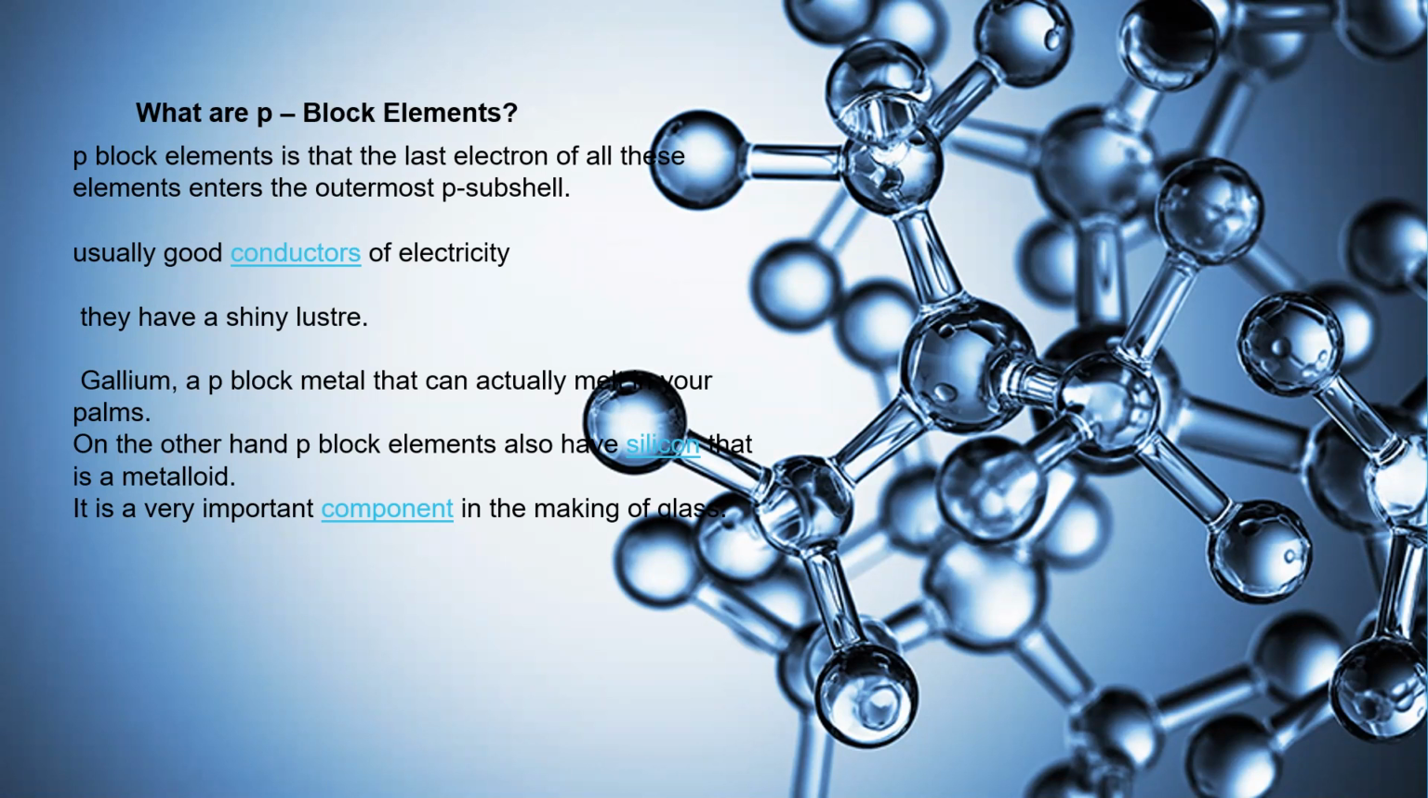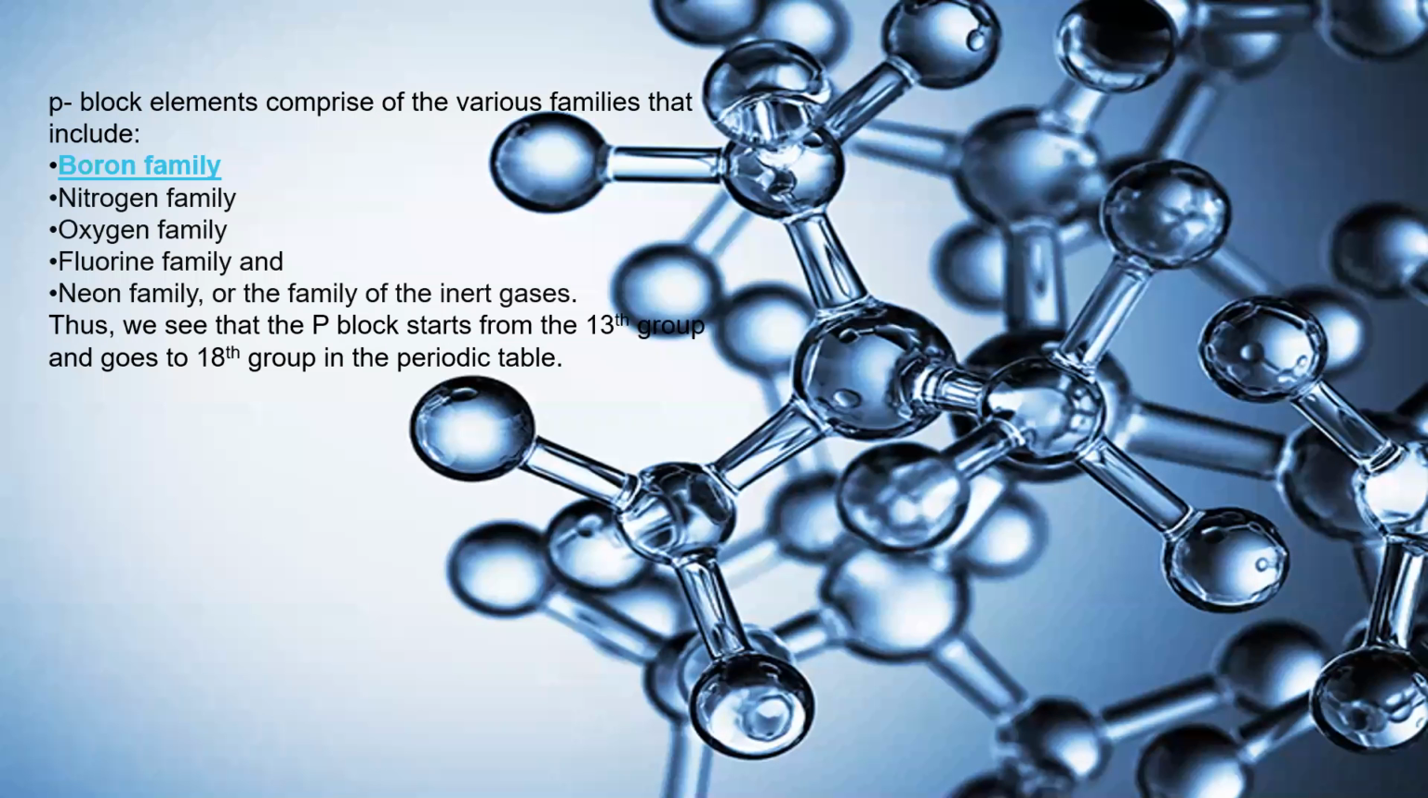Usually they are good conductors of electricity. P block elements have a shiny luster. Gallium, a P block metal, can actually melt in your palm. On the other hand, P block elements also include silicon, which is a metalloid. It is a very important component in the making of glass.